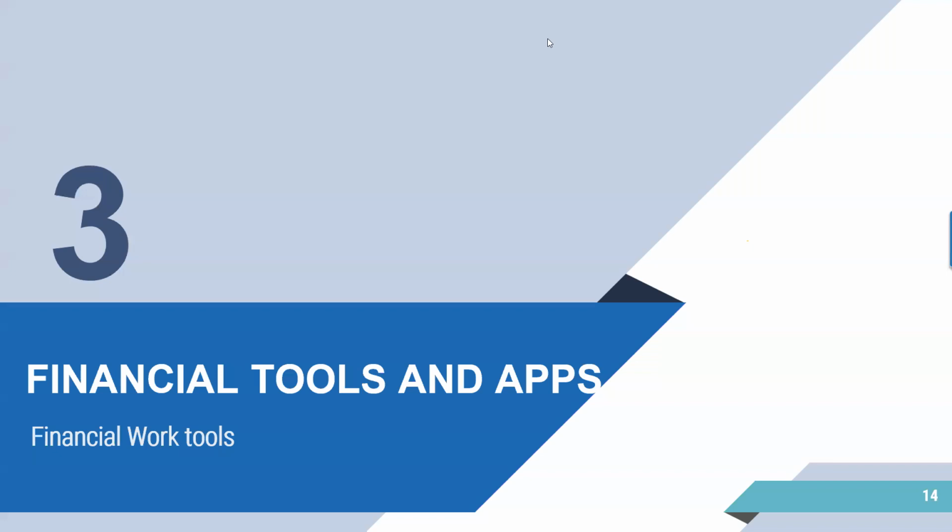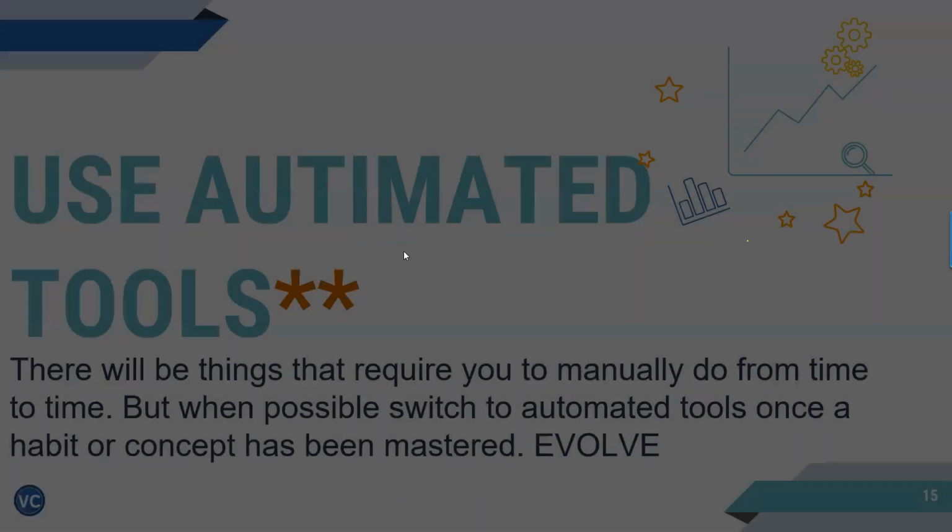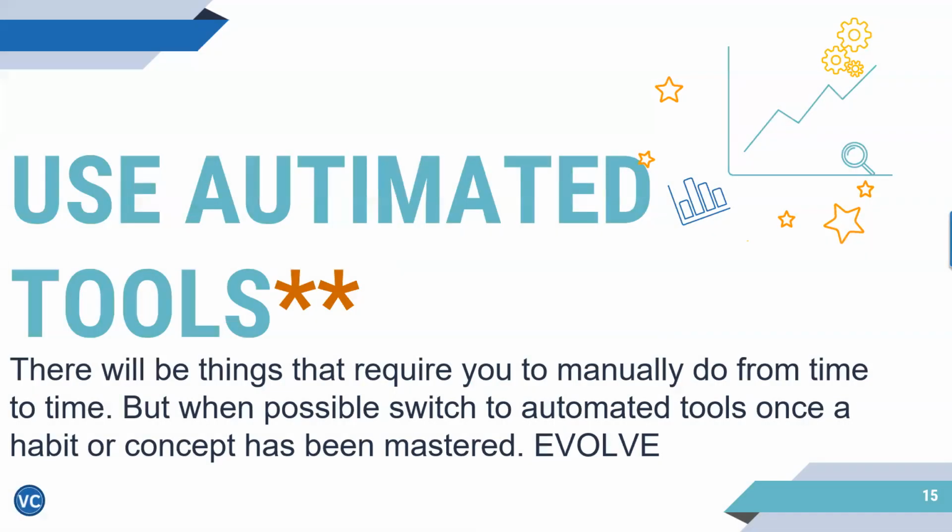All right, now, section 3, financial tools and apps. These are the things that are going to help you in the long run. Now, there is a case for using automated tools, and there's a case against using automated tools to manage your finances. And by automated, I should really check my spellings. It says automated.